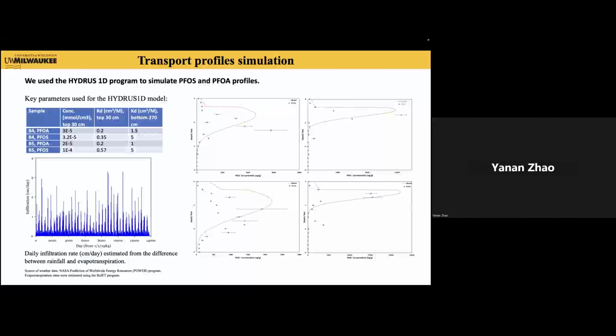The high precision data will be used to train and test the model in the future, and the model will be used to simulate the PFAS transport tendency in the future. This work is still ongoing. I think this summer we will get more information. I think that's all I want to share today.